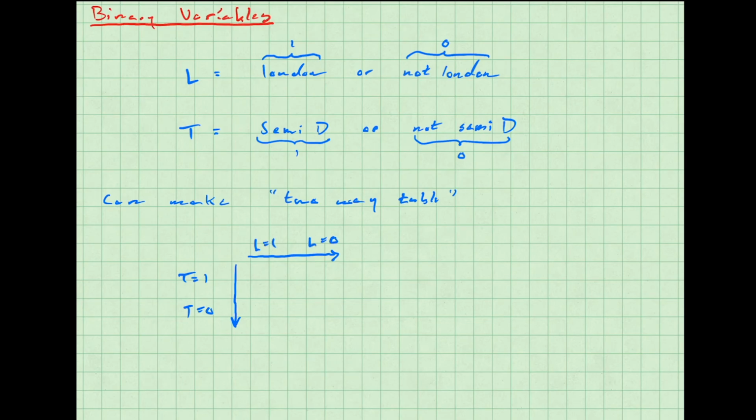And then you count up all the properties. How many properties have both L equals 1 and t equals 1? And you say, okay, well, that's a number, and I call that number A. How many properties have L equals 0 and t equals 1? That's something else, and I call that B, and so on. And so you name these things. So this table is called a two-way table.